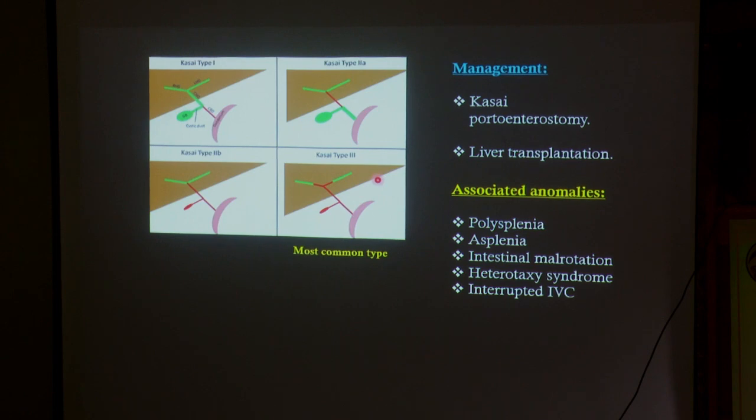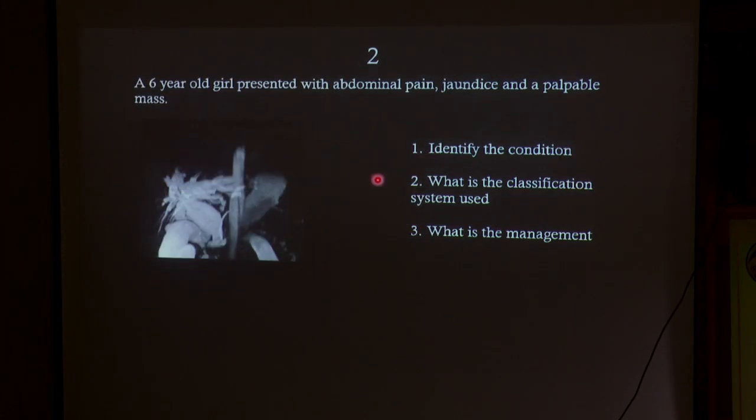And what are the anomalies associated with this? It may be associated with polysplenia, asplenia, intestinal malrotation, heterotaxy syndrome, and interrupted IVC. So, move on to the next case.